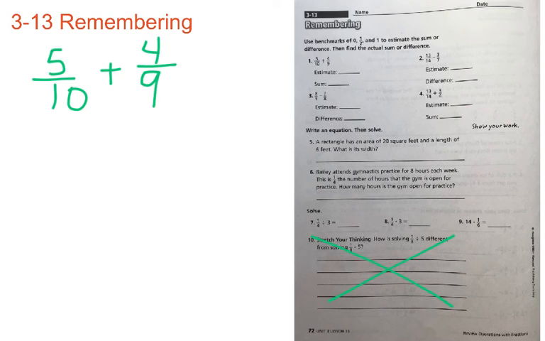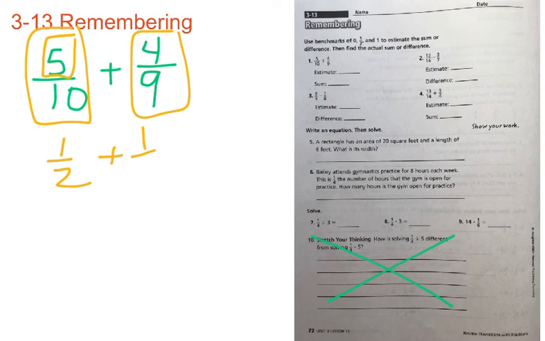When we look at 5/10, well, 5 is half of 10, and that reduces to 1/2. So this first fraction, 5/10, is going to estimate to 1/2. And our second fraction is 4/9, and half of 9 is 4.5, so it's going to be closer to half than it is to 0 or 1. So it's also going to estimate to be a half. So your estimate is going to be 1/2 plus 1/2 is equal to 1.